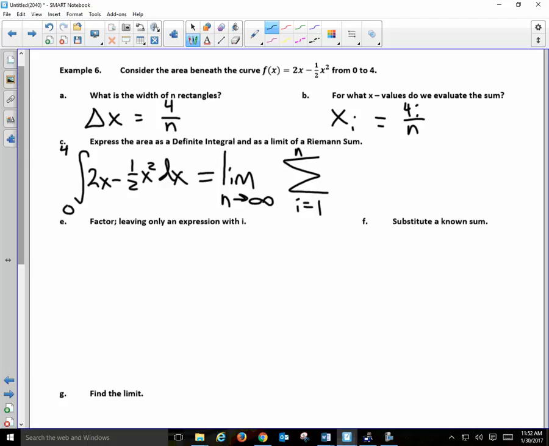What do I then do? Plug what in? Plug in x sub i for x. If you notice here, I have 2 spots, don't I? So I'm going to be careful there. I've got 2x, I'm sorry, 2 times 4i over n minus 1/2 times (4i over n) squared. And that is all being multiplied by 4 over n. So sometimes people won't put that delta x through to both pieces.